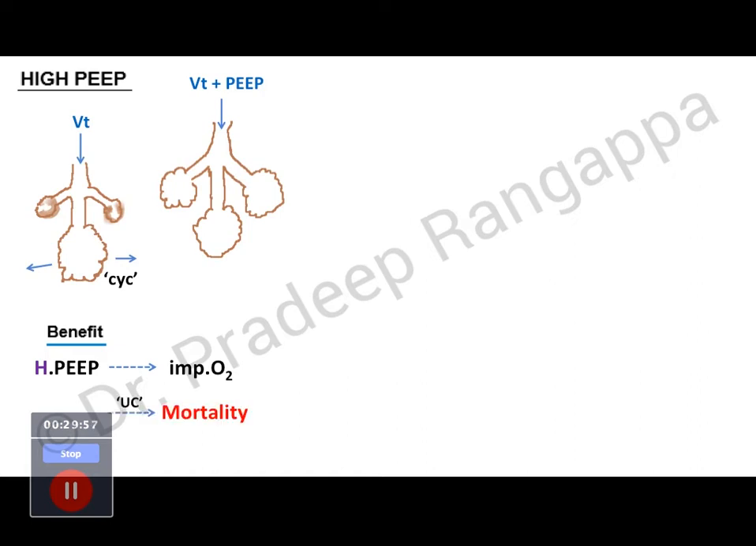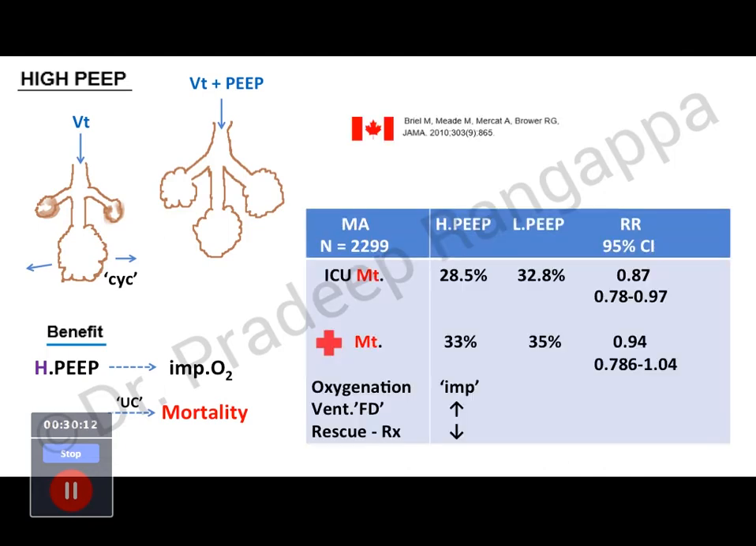But with low tidal volume, at least 3-4 studies and a big meta-analysis showed there is a good mortality benefit. But has high PEEP shown good mortality benefit? I think that remains a question to be answered. That remains a little uncertain. This was a study which came from Canada. As you see, it's a big study, a meta-analysis of 2,299 patients. They had a high PEEP group and a low PEEP group. Look at the ICU mortality, significantly less in the high PEEP group as compared to the low PEEP. That was statistically significant. Hospital mortality, there was no huge difference.